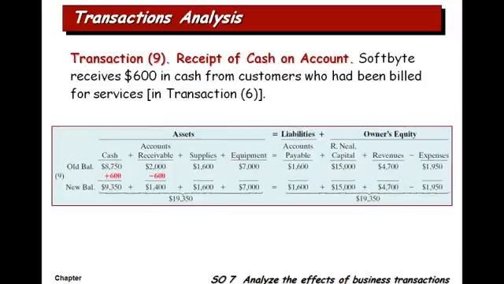Receipt of cash on account. SoftBite received $600 in cash from customers who have been billed for services. So what we're going to do here is receive the cash for $600, and we're going to subtract $600 from accounts receivable because they no longer owe us this money.